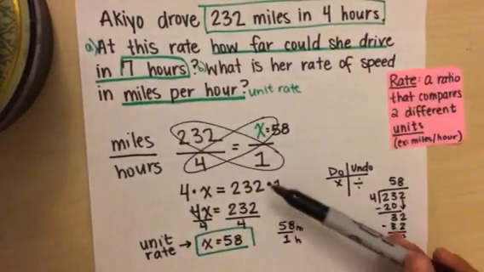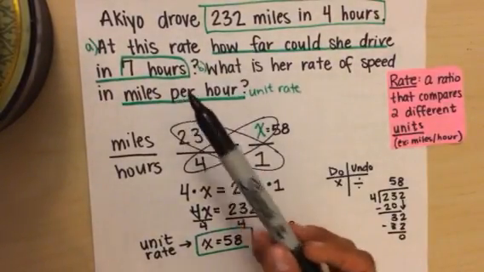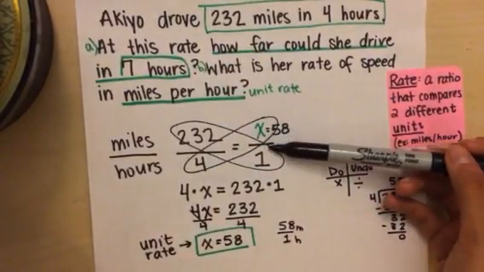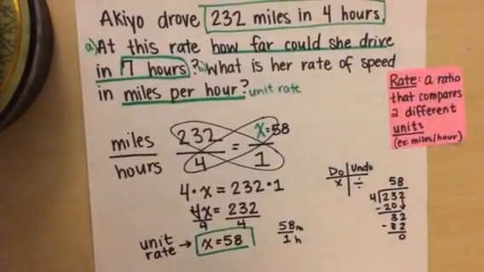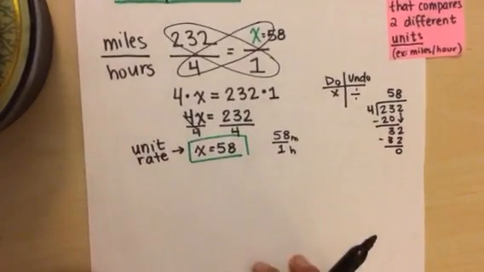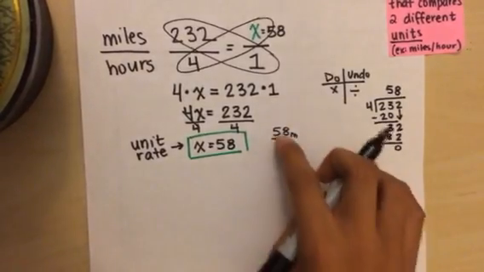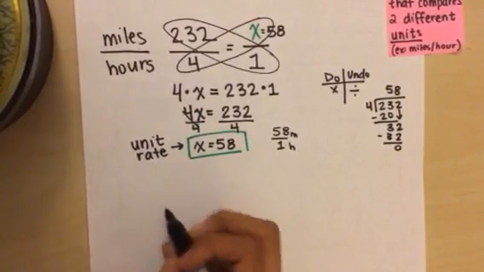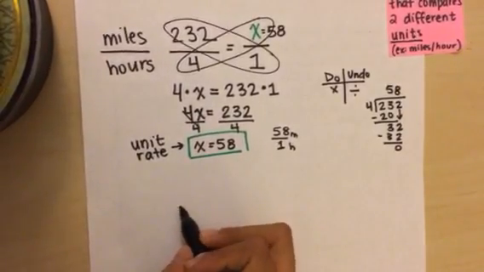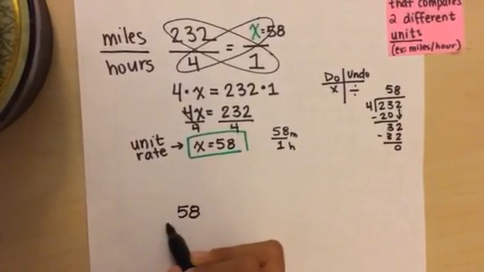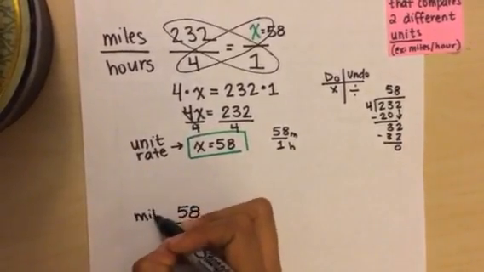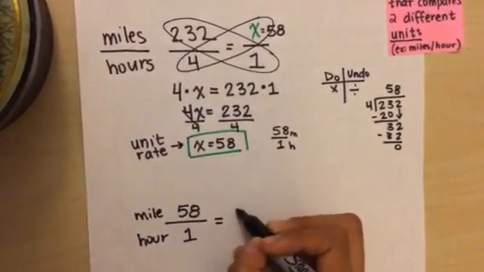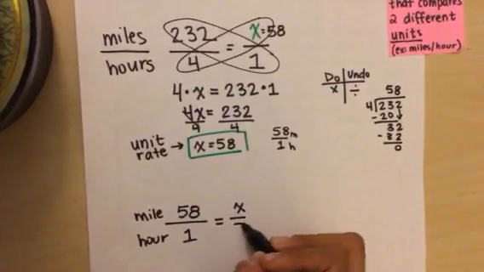All right, so now it's going to be pretty easy for us to figure out how far could she drive in 7 hours. You could set up another proportion and set x over 7, right? But something else we can do is take our unit rate, which we know is 58 miles in 1 hour, and we want to know how far does she drive in 7 hours. So let's set up a new proportion. We are going to set up 58, and remember to use your labels, over 1 equal to x over 7.